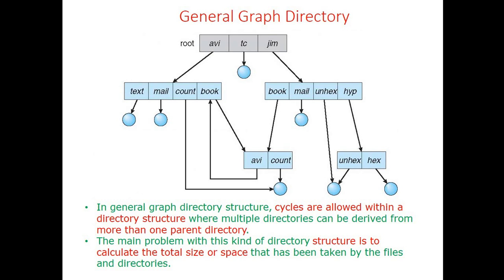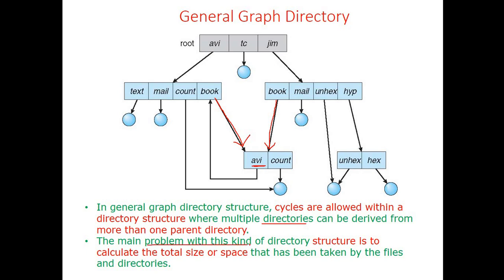Then general graph structure. In general graph structure, cycles are allowed within a directory structure where multiple directories can be derived from more than one parent directory. Example, AVI is a directory. It is derived from two parents. One is the book present in AVI, another one is the book present under GIM. So likewise, multiple directories can be derived from more than one parent directory.